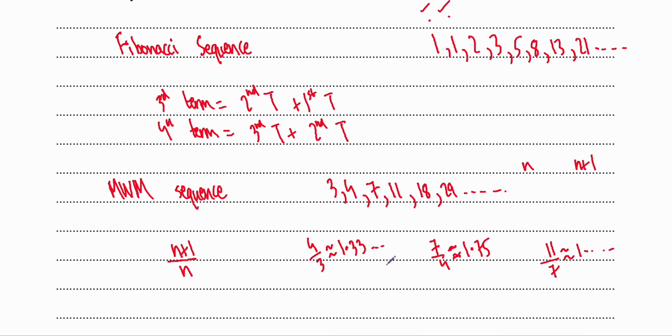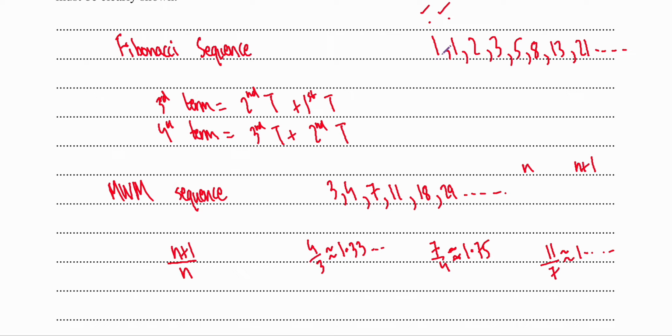You'd end up getting some decimal. In this case, 1 divided by 1 is 1. 2 divided by 1 is 2. 3 divided by 2 is 1.5. 5 divided by 3 is like 1.667. 8 divided by 5 is 1.6. 13 divided by 8 is 1 point something, something, something, something, something.